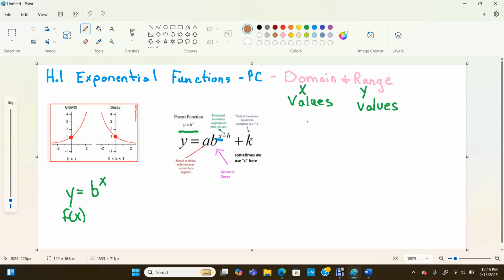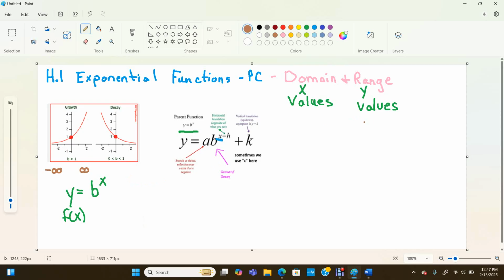Now, the good news for the domain values in an exponential function is that the domain, which are the x values, are always going to continue out towards negative infinity this way, and the x values will always go towards positive infinity. So that's always going to be the domain of these functions. So that's pretty easy right there.